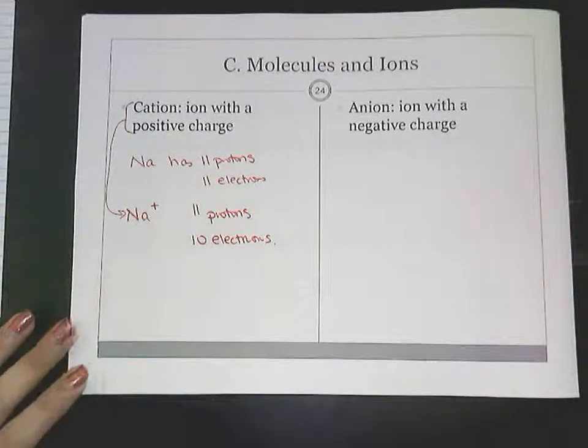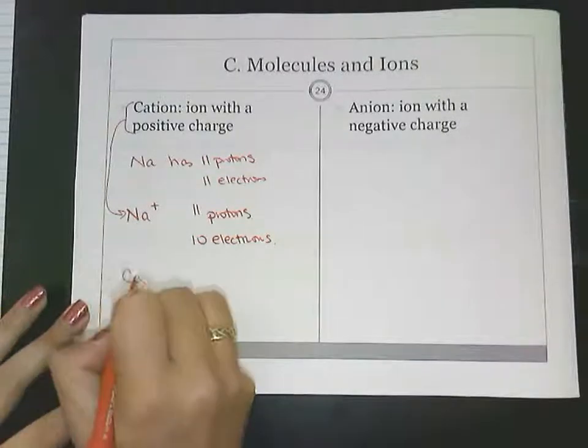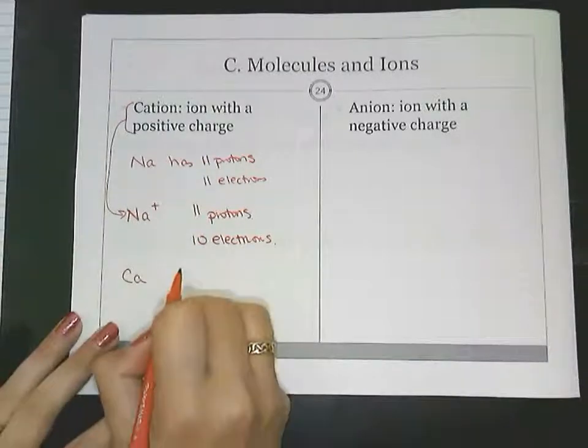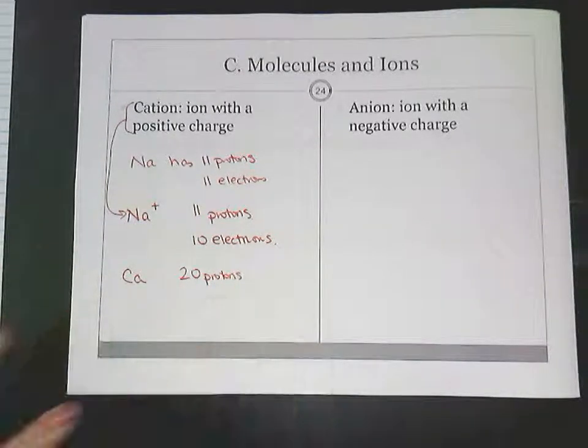Okay, what if I have another element? Let's do calcium. Okay, looking at calcium, its atomic number is 20. So how many protons does calcium bring to the party? 20. And if it's neutral, how many electrons would it also have? 20 as well.